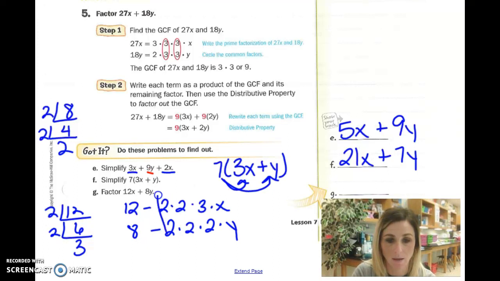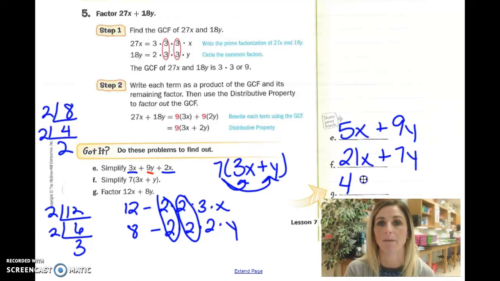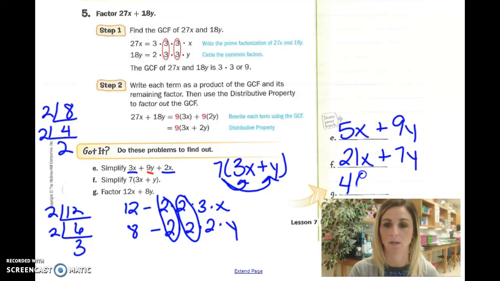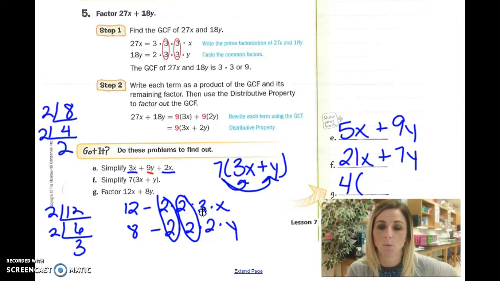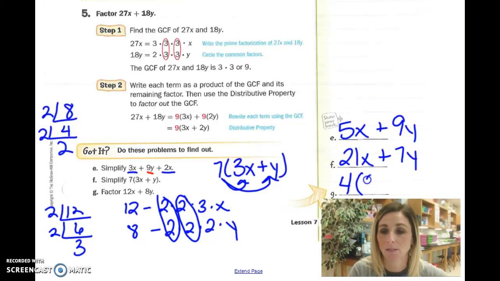So what do they have in common? They have 2 and 2. So 2 times 2 is 4. That's on the outside because that is my greatest common factor. Remember, that's the number we're distributing. The biggest number we have, that is going to be your greatest common factor. Then what am I left with from 12? My 3 times my x, which is 3x, plus what am I left with from 8? I'm left with 2 times y, which is 2y.